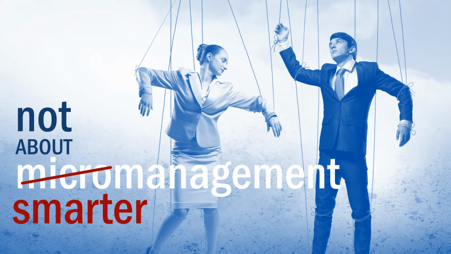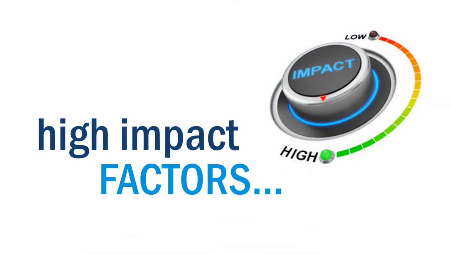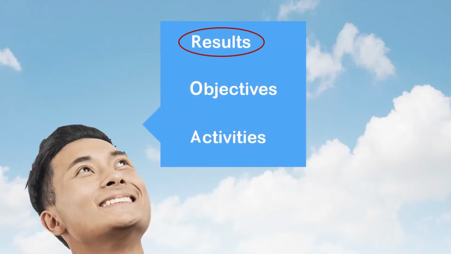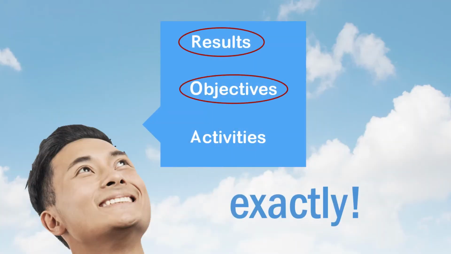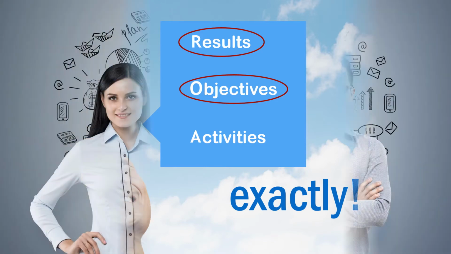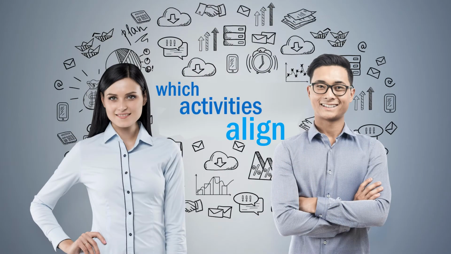It's about smarter management. As you might imagine, many factors go into choosing which activities have the highest impact. What do you think some of those factors are? Was your first thought results and objectives? Exactly. Managers first need to consider which activities will most directly accomplish the chosen objectives and desired results.